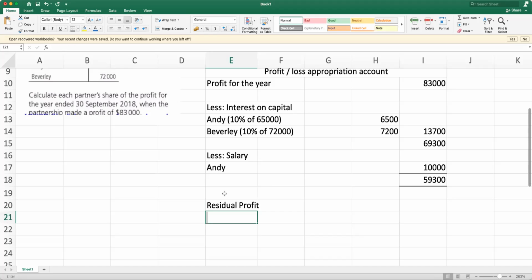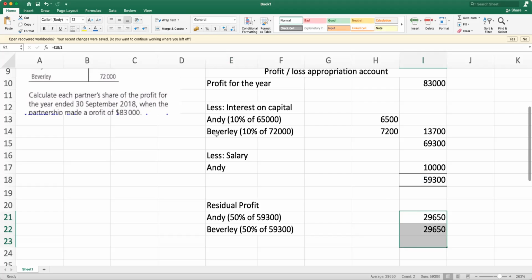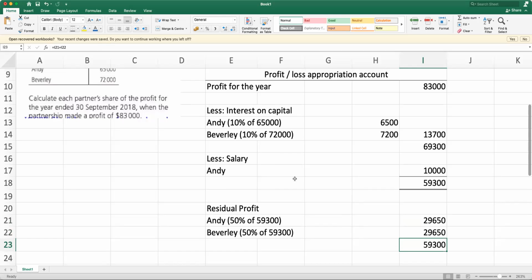So it's shared equally. Andy gets half of it, and then Beverly also gets half of it. So we take this one divided by 2, this one divided by 2. It looks like your statement of financial position, but it is not. It balances itself. The total is the same, so then you know you have distributed properly.